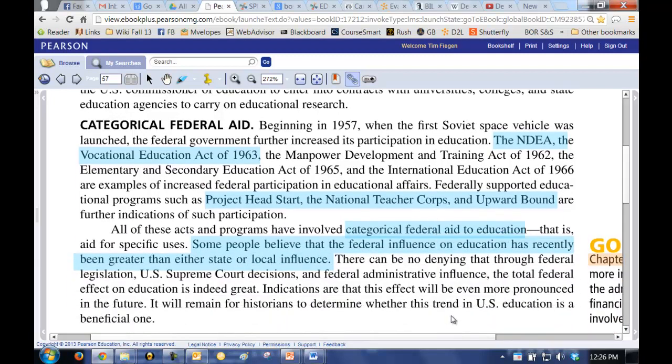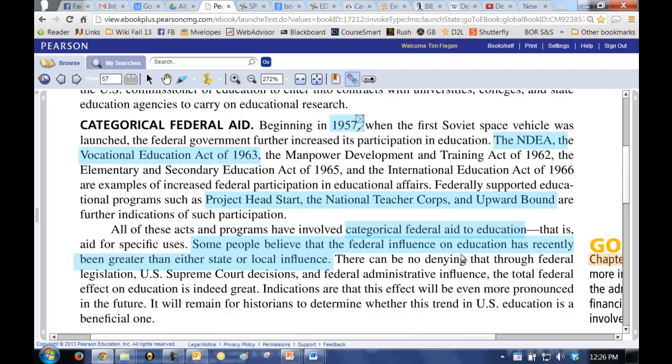This is the one I think is where we have now given it all away in the name of federal aid in dollars. Categorical federal aid. Beginning in 1957, when the first Soviet space vehicle launched, the federal government further increased participation in education. So the big first step in their increase, and of course with that, it was shortly after that we got prayer out of our schools and stuff because the feds got involved.